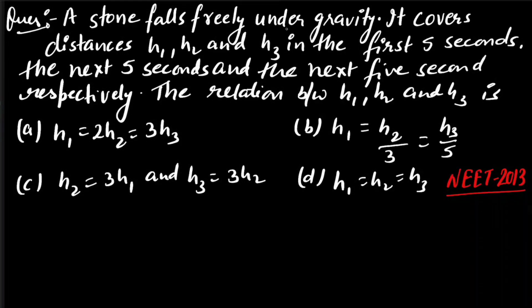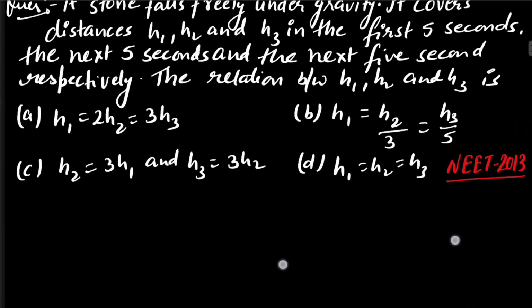A stone falls freely under gravity. It covers distances h1, h2 and h3 in the first 5 seconds, the next 5 seconds and the next 5 seconds respectively. We have to find the relation between h1, h2 and h3.